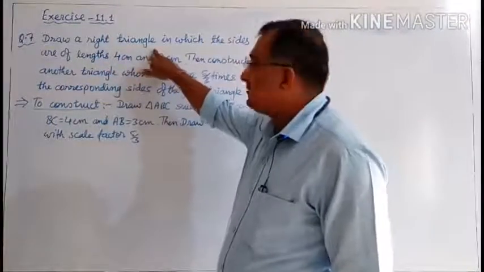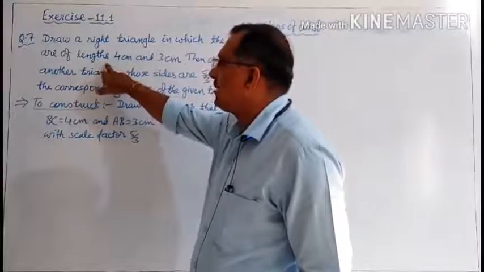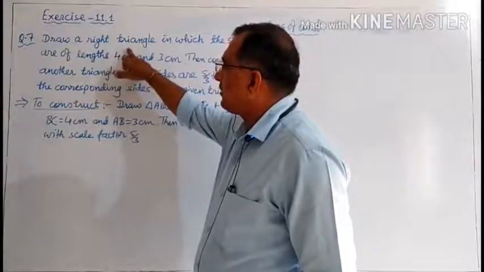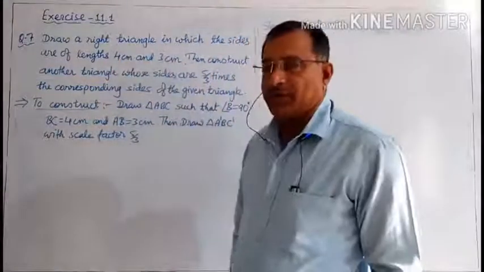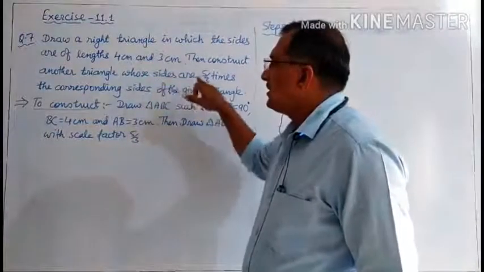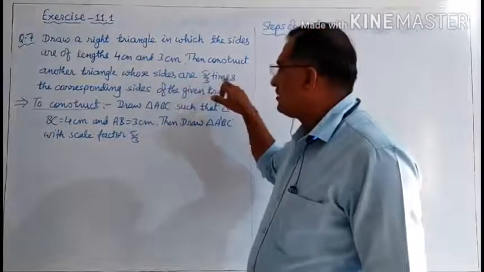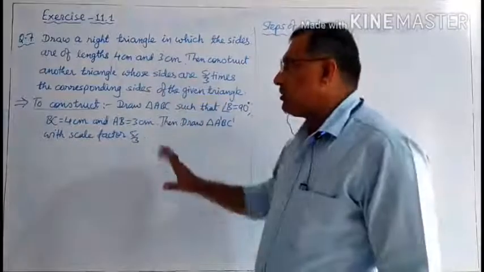We have to draw the right triangle in which the sides of the two lengths other than the hypotenuse, as it is a right triangle, the lengths of the two sides 4 centimeter and 3 centimeter are given. Then we have to construct another triangle whose sides are 5 by 3 times the corresponding sides of the given triangle. So here what to do?